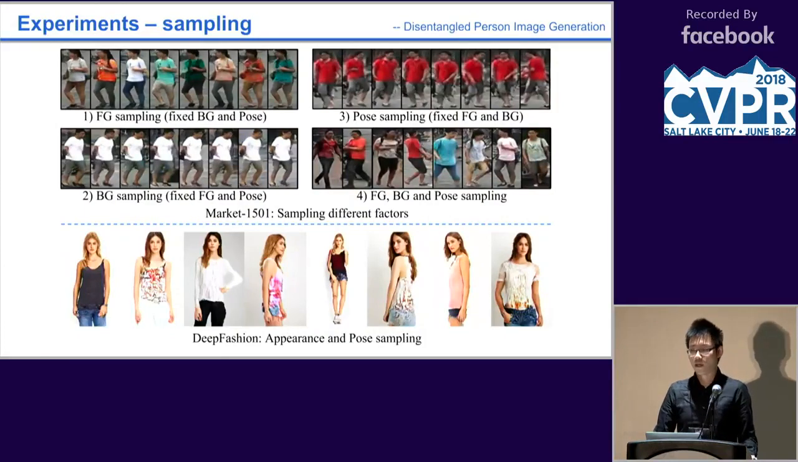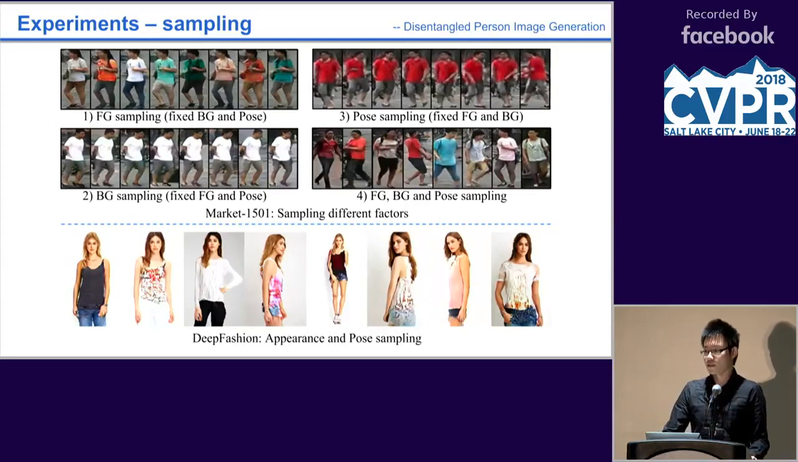Now let's see some results. First, the sampling results. The top part shows the result on the person re-identification dataset. We can sample the foreground, background, and pose separately or jointly. The bottom part shows the results on the high-resolution DeepFashion dataset. We can sample the novel clothes styles and person pose from the noise.